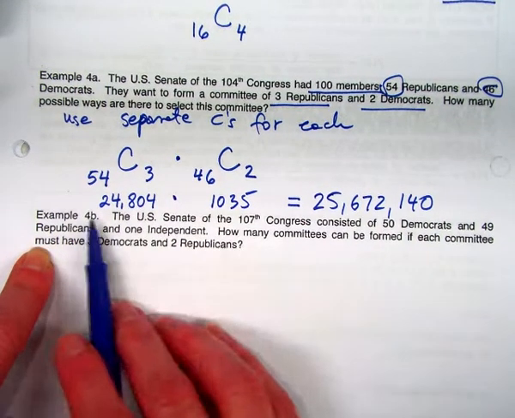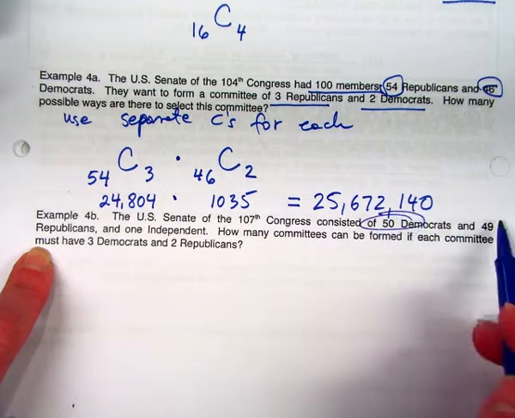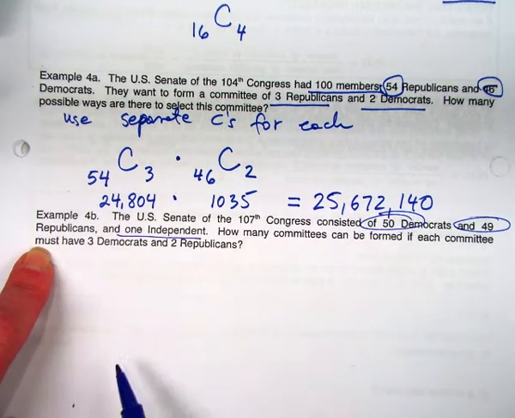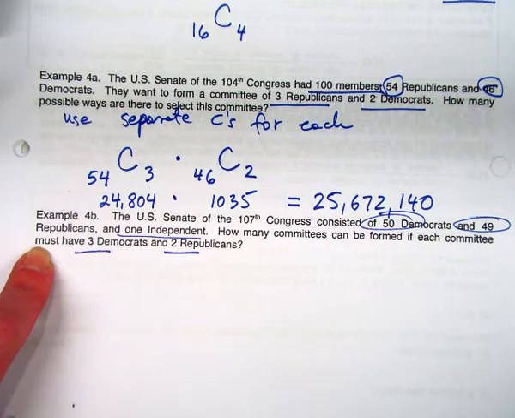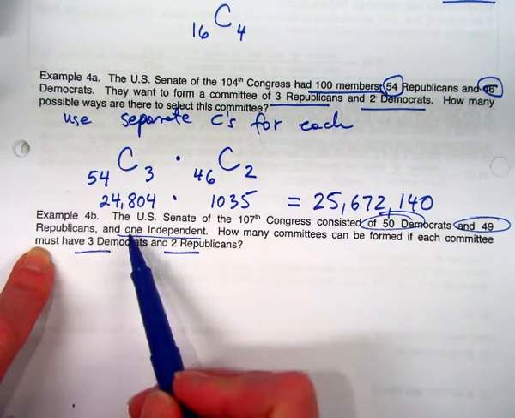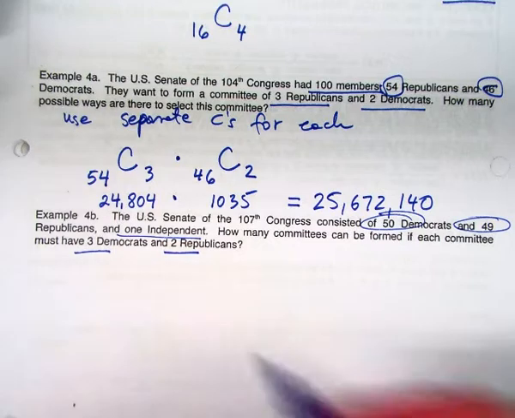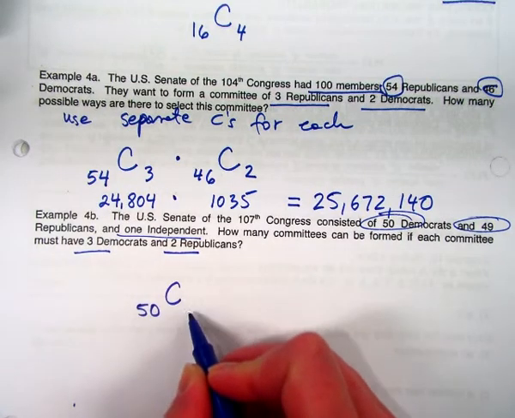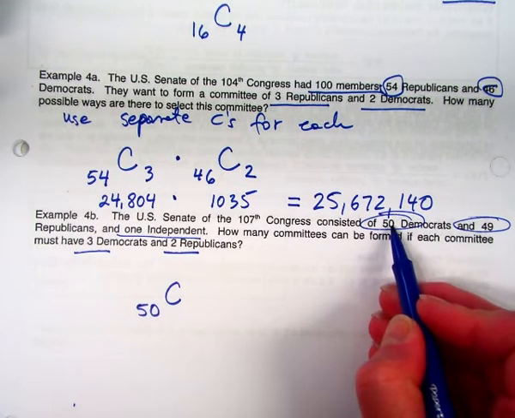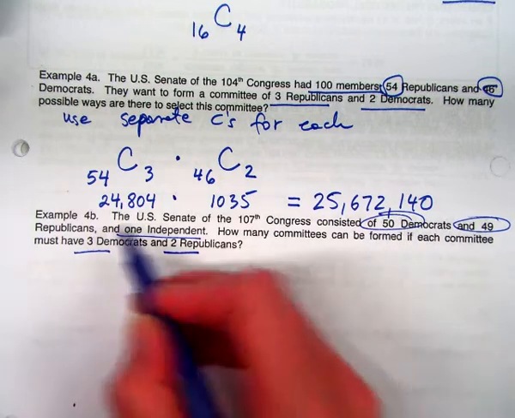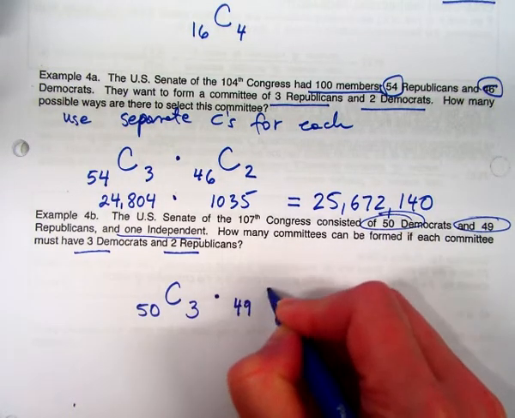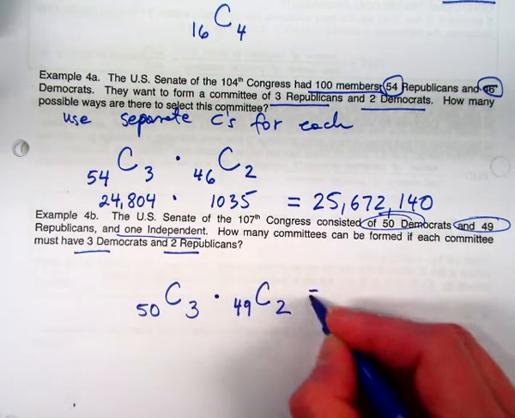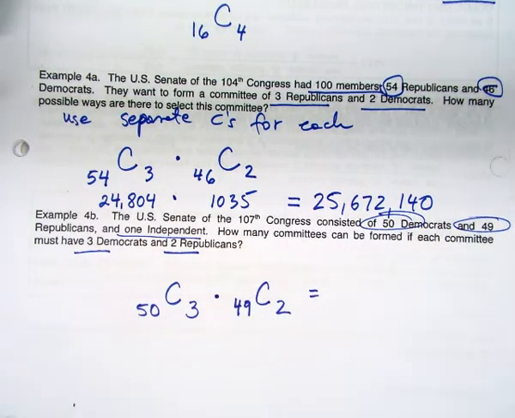Last one. The U.S. Senate consists of 50 Democrats, 49 Republicans, and 1 independent. How many committees can be formed if each committee must have 3 Democrats, 2 Republicans? So it's the same thing, except you ignore the 1 independent because that doesn't do anything. So it'd be 50 Democrats. Choose, how many Democrats are we choosing? 3 times 49 Republicans. Choose 2 Republicans. And then you would multiply this to get the answer.